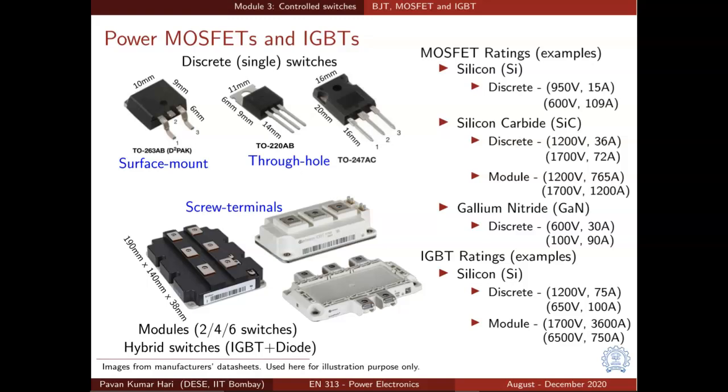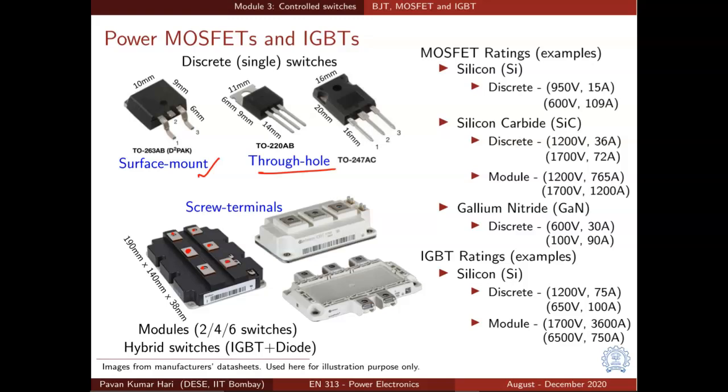There could also be a combination of a switch plus diode in the same module. And the modules are typically screw terminal devices. So you connect to these terminals through wire lugs and screws, or bus bars can be connected through screws. Whereas the discrete switches are mostly printed circuit board components. It could be a surface mount component, or a through hole component. In through hole there are two very popular packages, TO220 or TO247, which are illustrated here. And the surface mount package, TO263 or D2 pack, is the most popular surface mount package.